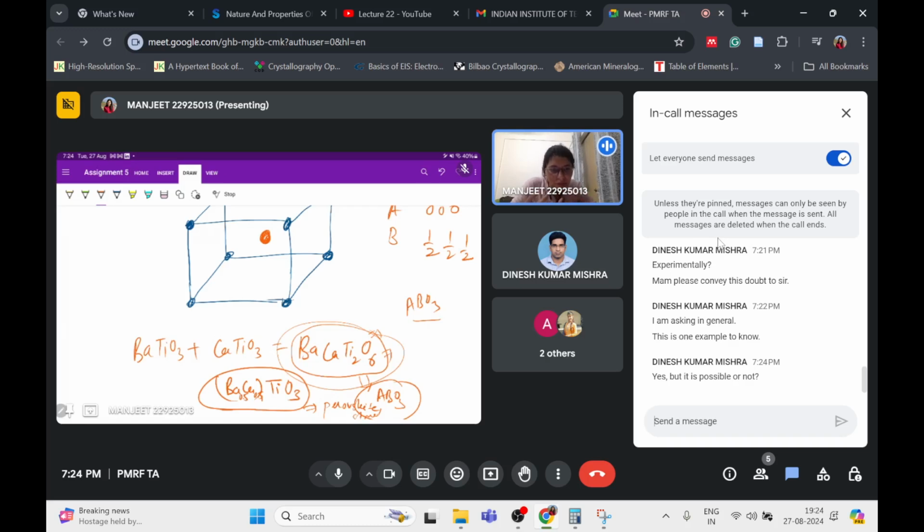Can you unmute, sir? So that I can get it clearly. What is the purpose? What is the doubt? If you combine two perovskites, one is already a perovskite and another is also a perovskite, they are also making another perovskite structure. You are telling that, and you have to find out what will be the stoichiometry.